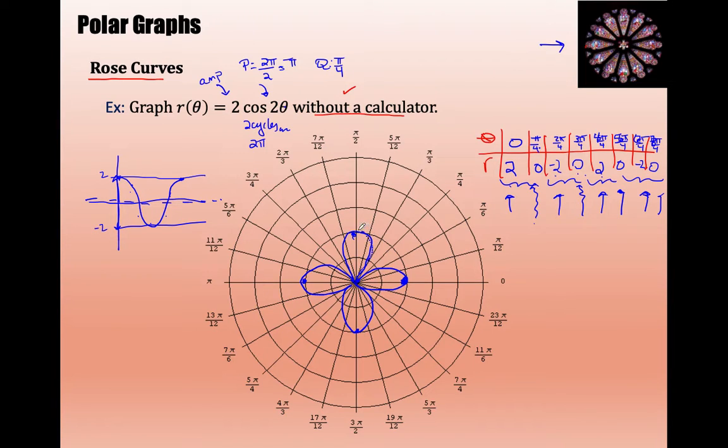So again, you're not expected to graph without a calculator. To get the overall shape, you should be able to get your calculator, but know what you're going to get from this equation. These are your critical points.